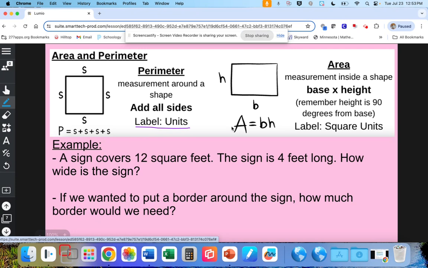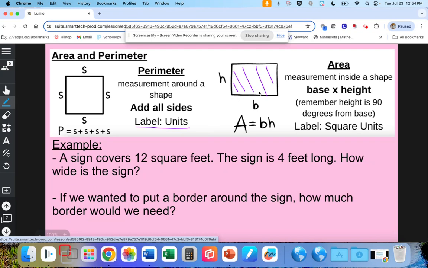Area is the inside amount of an object. This is used if you're going to cover a wall in wallpaper or carpet your floor or put down flooring. Then you might need to know the area of it, the inside amount. Now, a lot of times you'll hear this as length times width. I like to change this one up to base times height because when we start getting into other geometric shapes, we really use the terms base and height a lot more often.